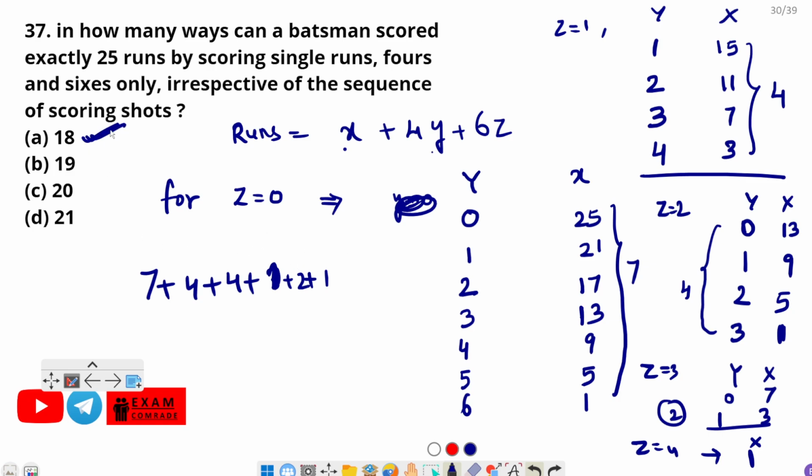The answer is 18. This is also a lengthy question, but as this paper is qualifying, I think we can easily qualify. But it is very difficult to get a very good score in this paper because the paper is very lengthy.